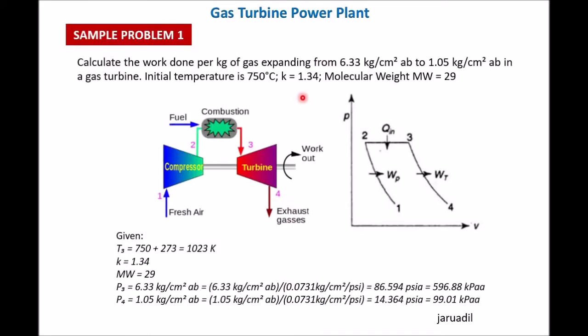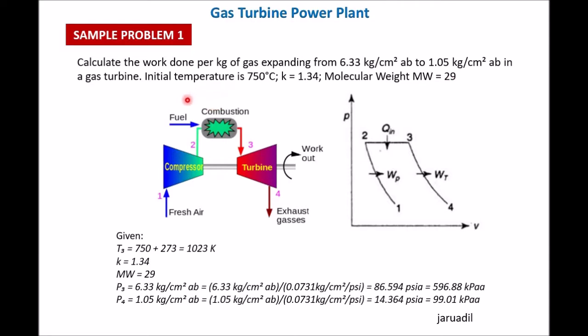Now let us discuss the first example. In this example, it is stated: calculate the work done per kilogram of gas expanding from 6.33 kilogram per square centimeter absolute to 1.05 kilogram per square centimeter absolute in a gas turbine. Initial temperature is 750 degrees Celsius. Use K, or the specific heat ratio, equal to 1.34 and the molecular weight of air equal to 29.